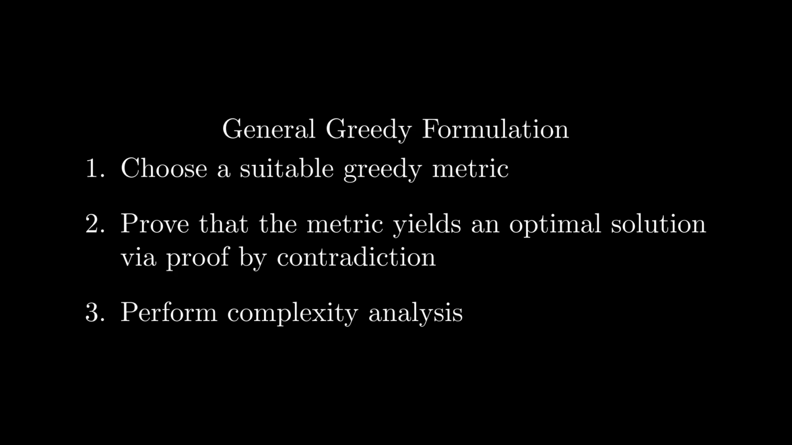Once you have isolated a metric that you believe to be the best choice, the next step is to prove that this metric yields an optimal solution. There are several ways to prove that a given greedy metric is optimal. Oftentimes, this will involve a proof by contradiction, whereby we assume that the algorithm's solution is not optimal and then argue that the definition of the algorithm contradicts this assumption. We will look through some examples to see this process in action. Lastly, we will perform a complexity analysis of this algorithm. Let's look at an example of a greedy algorithm to better understand these principles in action.